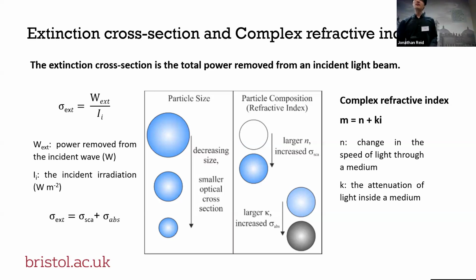The complex refractive index is defined as m equals n plus ki, where n is the real part that quantifies the change in the speed of light through a medium, and k is the imaginary part that describes the attenuation of the light inside the medium. The complex refractive index is directly related to the chemical composition of the droplet, so it's possible to study the photochemical reaction kinetics by tracking the changes in the refractive index.